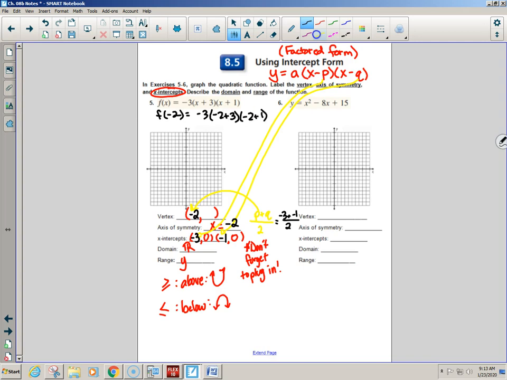Focus. PEMDAS. What should I do first? Okay, so this parenthesis gets me a 1, right? This parenthesis gets me a -1. What's the only operation still up here? What's going on with all of these? They need to be multiplied. So don't I just go left to right? What's -3 times 1? What's -3 times -1? Okay, as long as we go carefully.